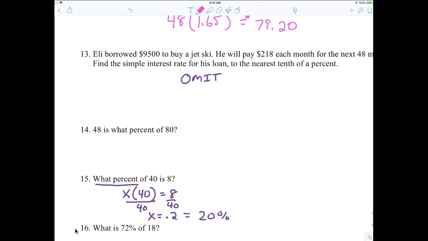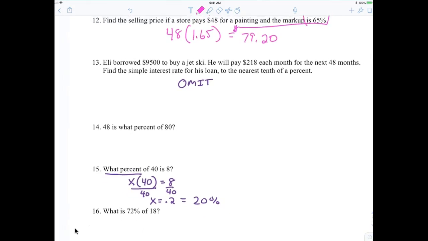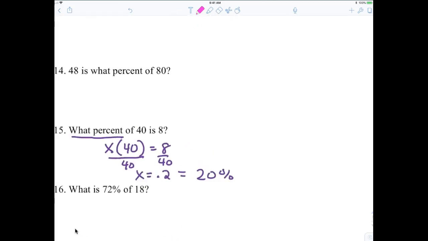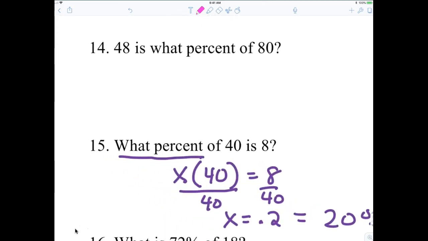So, again, we're going to learn about interest. All right? So, here we go. 14, please. Again, writing the equation is important. So, we have 48 is what? Equals. What percent is our unknown? Of means to do what? Divide by 80. There you go, guys. So now somebody tell me what 48 divided by 80 is.